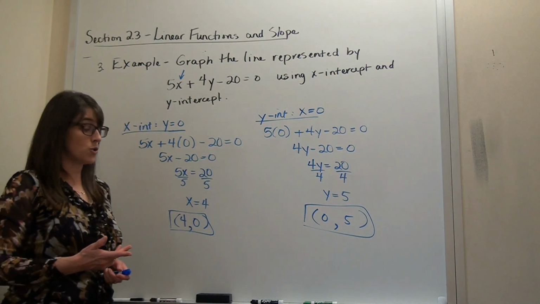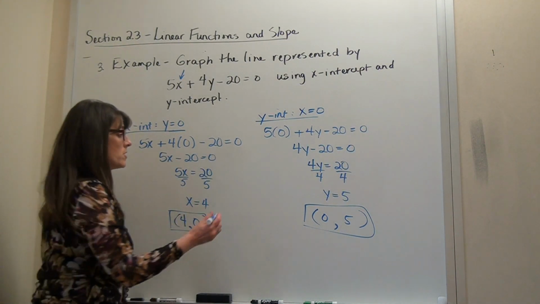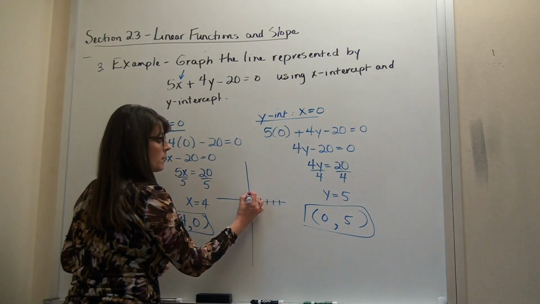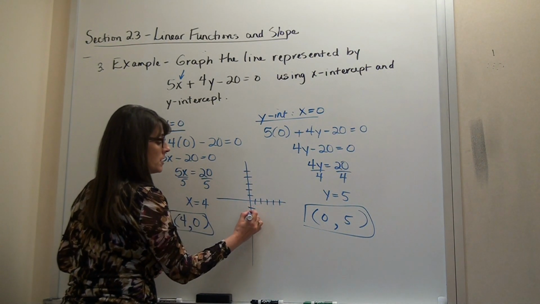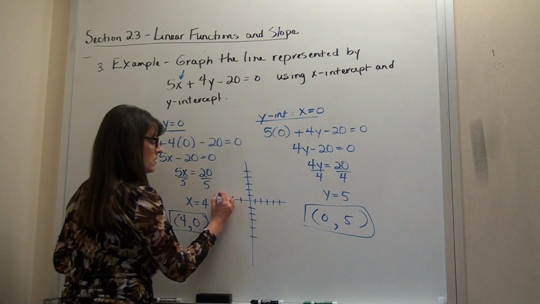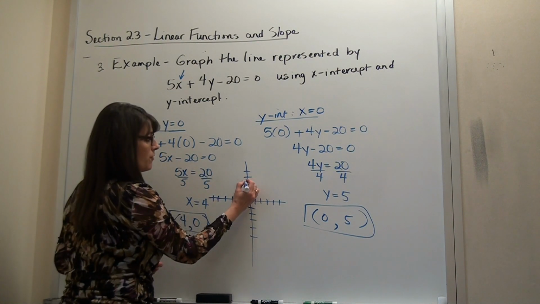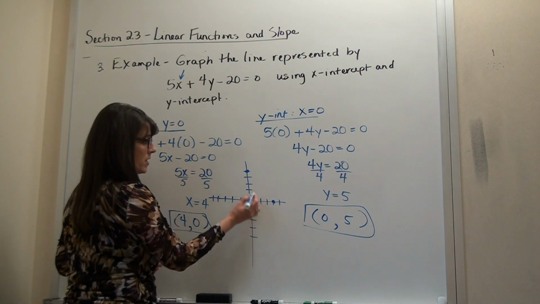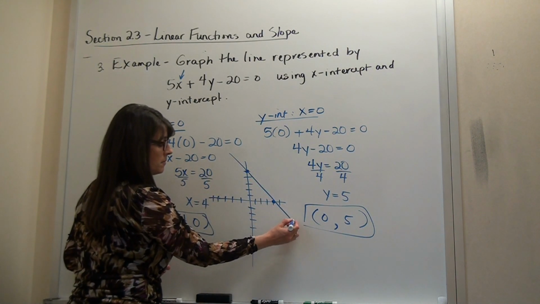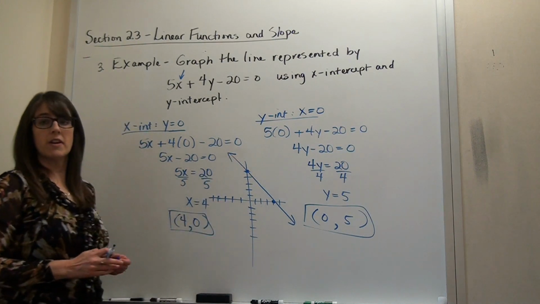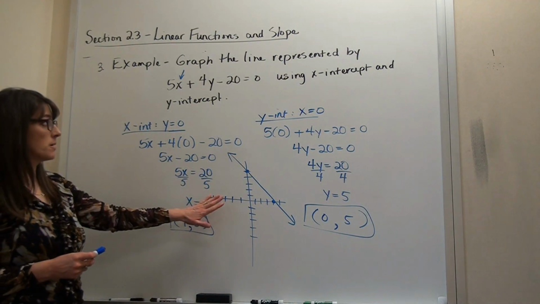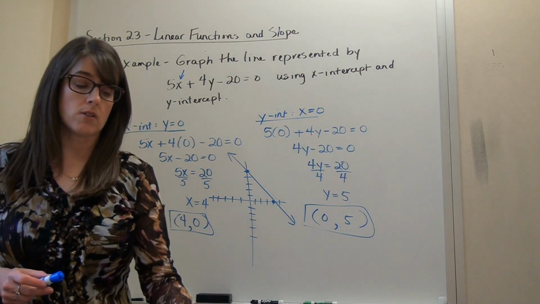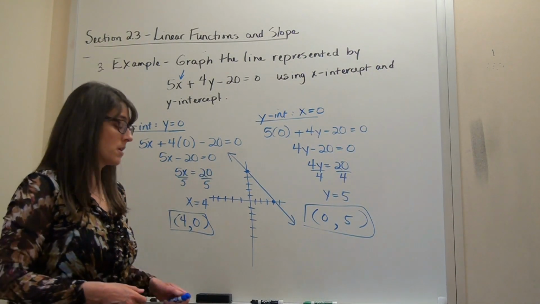And remember, it takes 2 points to make a line. I've got the 2 points. So in order to graph this, I'm going to put those 2 points on here. My point (0, 5) sits right up here. My point (4, 0) sits right there. There's the 2 points. I'm going to connect them. Ta-da! There's the line that is represented by that equation. So this is how you graph your lines using your x and y intercepts.